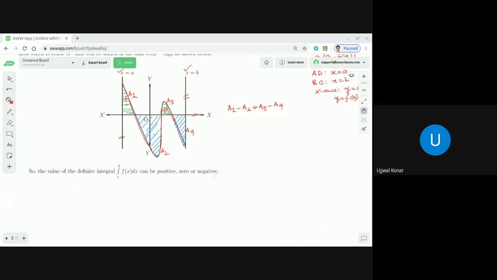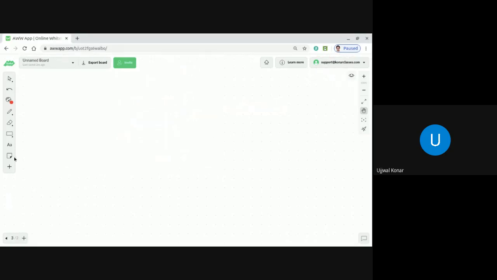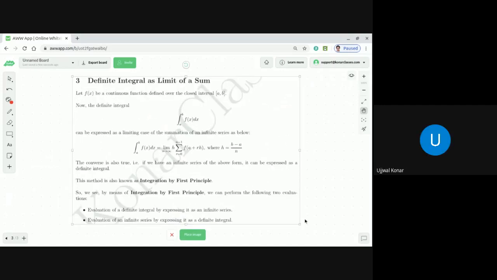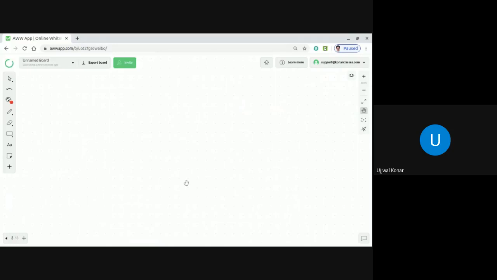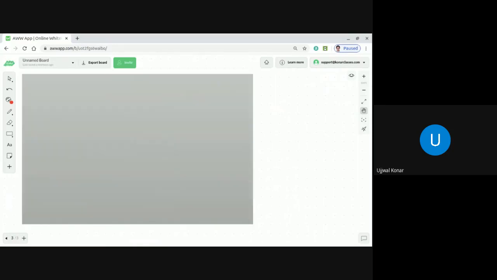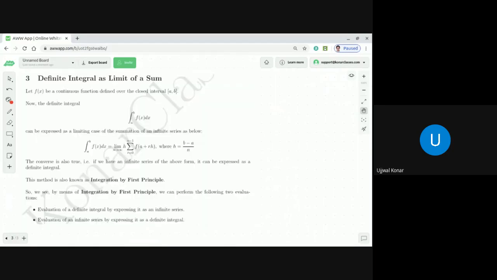I repeat, we'll have a specific class later, once we have a solid understanding of limits and sequence and series. If you have any specific interest, we can have a class later, not too far, on limits and sequence and series, and then come back to this one. What is meant by the definite integral as a limit of a sum?